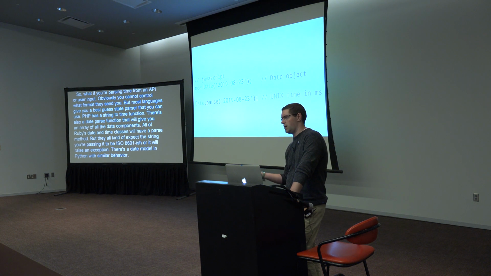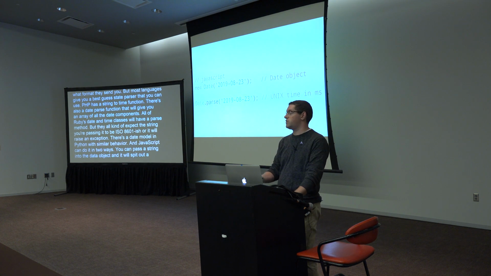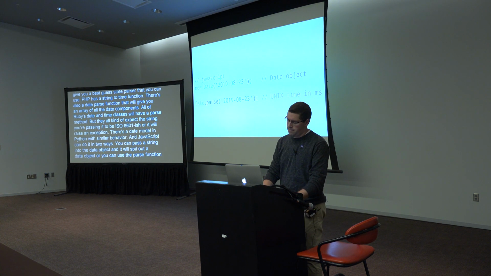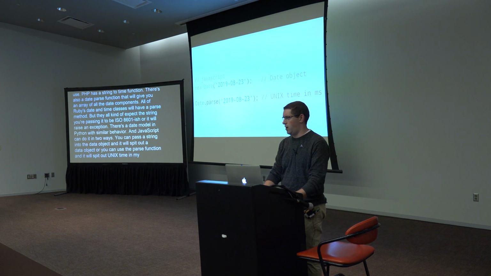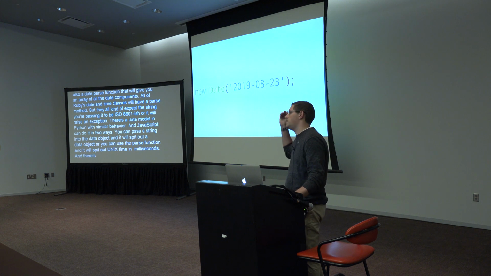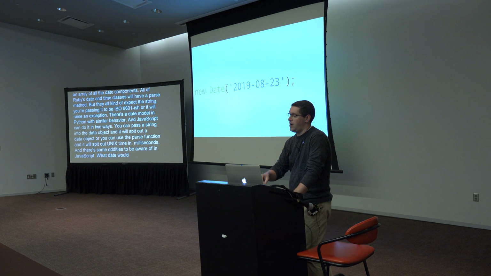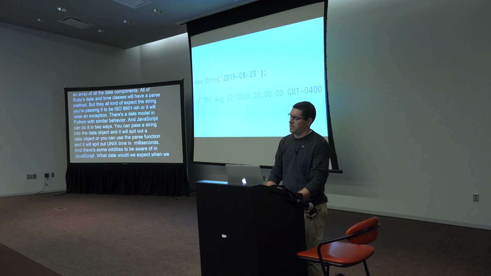So you can pass a string into the Date object, and it will spit out a date object, or you can use the parse function, and it will spit out Unix time in milliseconds. And there are some oddities we'll want to be aware of when using JavaScript. So what date will we expect when we parse this? Looks ISO 8601, right? Everything should be great.